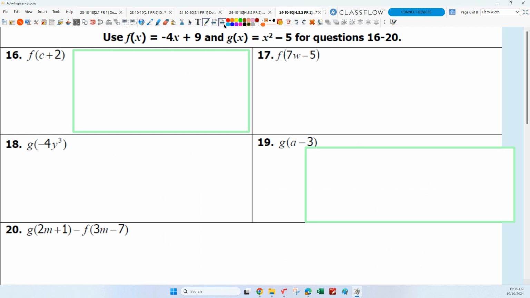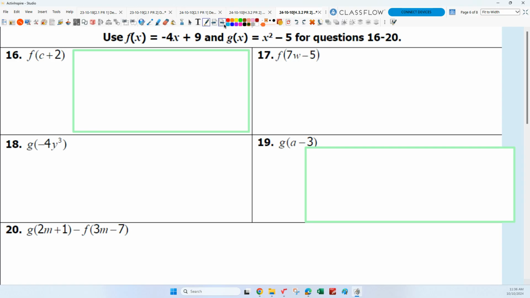I don't want a number, but what would I do? Negative 4 times 27 plus 9. What's f of pi? Negative 4 times pi plus 9. What's f of a? Negative 4 times a plus 9. What's f of dog? Negative 4 times dog plus 9, right? It's just a pattern we follow.